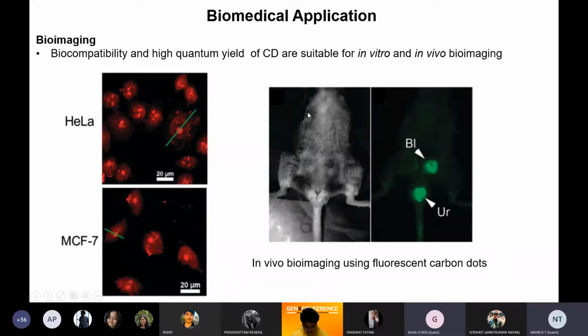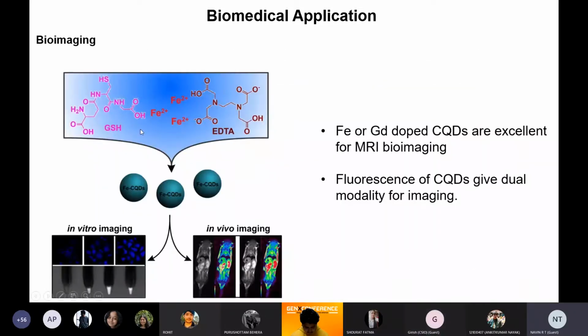And if we could target it properly, we can also use it for in vivo bioimaging, where carbon dots are injected in the rat, they are assimilated in the bladder and uterus area, and which could give us a fluorescence imaging. Another interesting application, as I have previously discussed, is that if we prepare our carbon dots doped with gadolinium or iron metal ions, which are basically responsive to magnetic field, we can get dual imaging mode, fluorescence as well as MRI imaging mode.